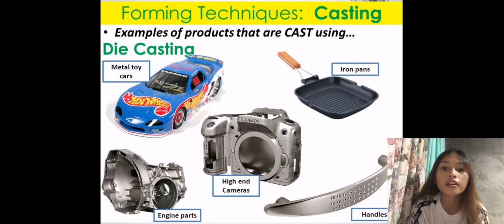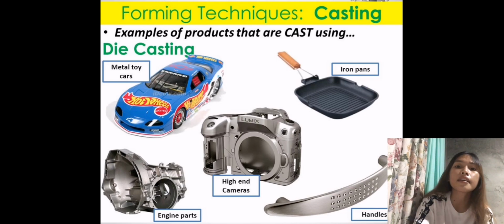Examples of products made by die casting are metal toy cars, high-end cameras, engine parts, iron pans, and handles.